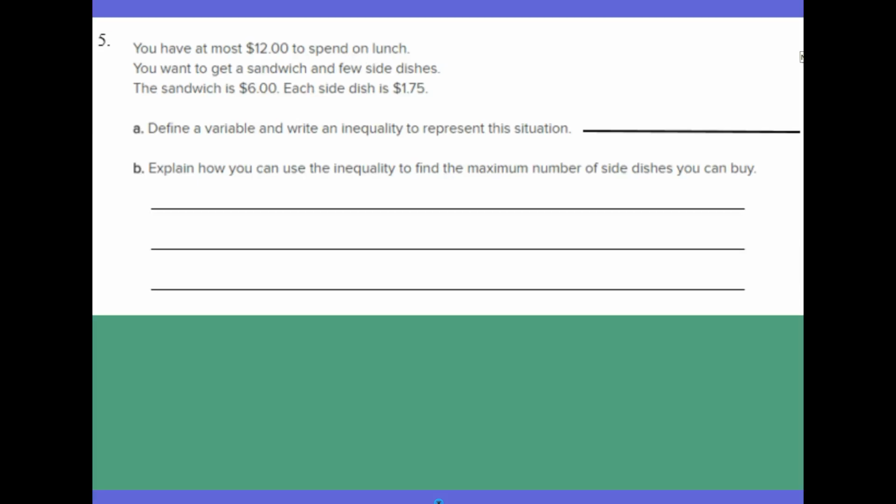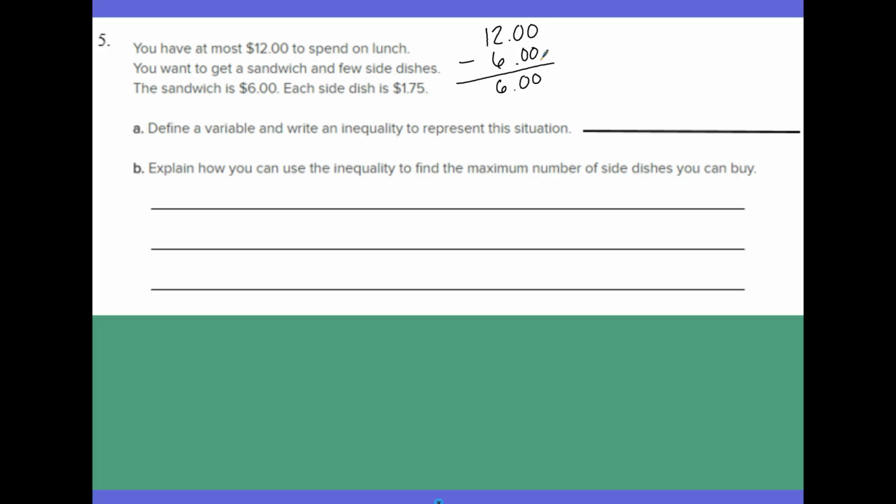Number 5 says, if we have $12 to spend on lunch, we want to buy a sandwich and a few sides. The sandwich is going to cost us $6, and each side is going to cost us $1.75. A says, define a variable and write an inequality to represent the situation. So if I have $12 and I want to buy a sandwich, that means I subtract that. 12 minus 6 is $6. So we have $6 left over to buy our sides.